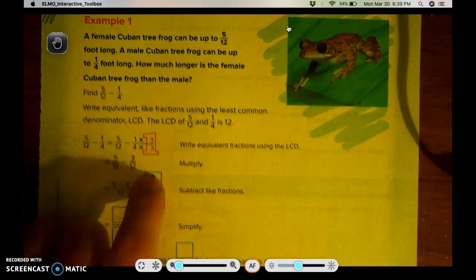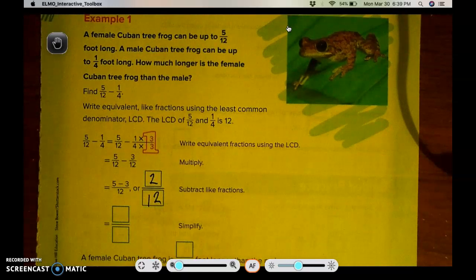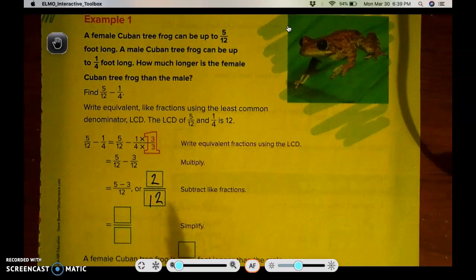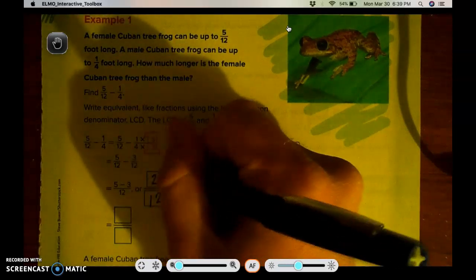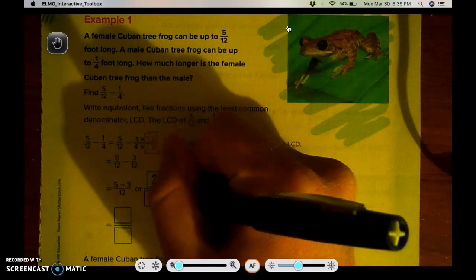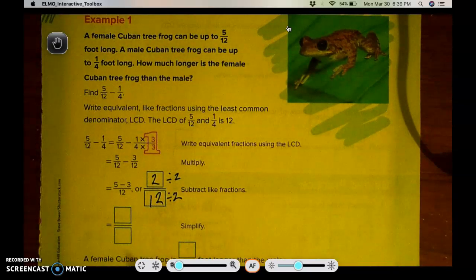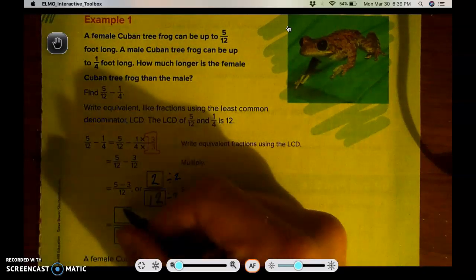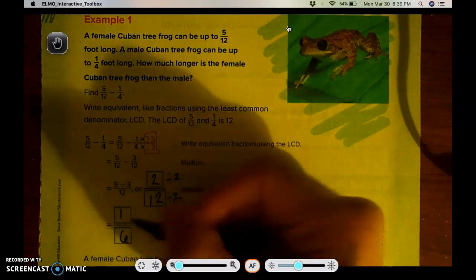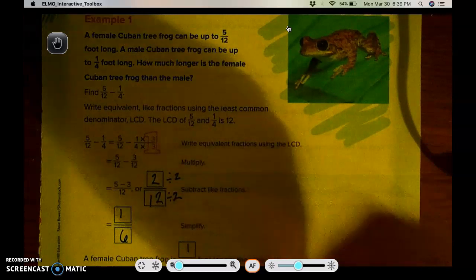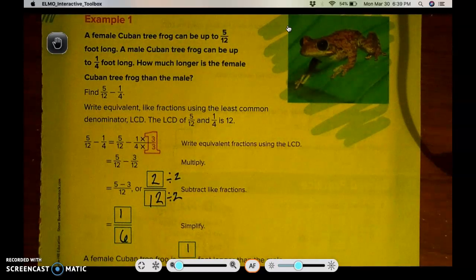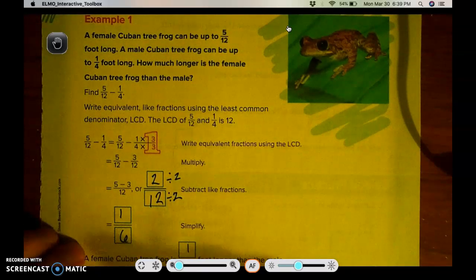But again, we can make it even more simplified because 2 goes into both 2 and 12. So we're going to divide the top and the bottom by 2 to make it our simplest form of that fraction, still equivalent. We're going to make it 1/6. So the female Cuban tree frog is 1/6 of a foot longer than the male. Or about 2 inches.